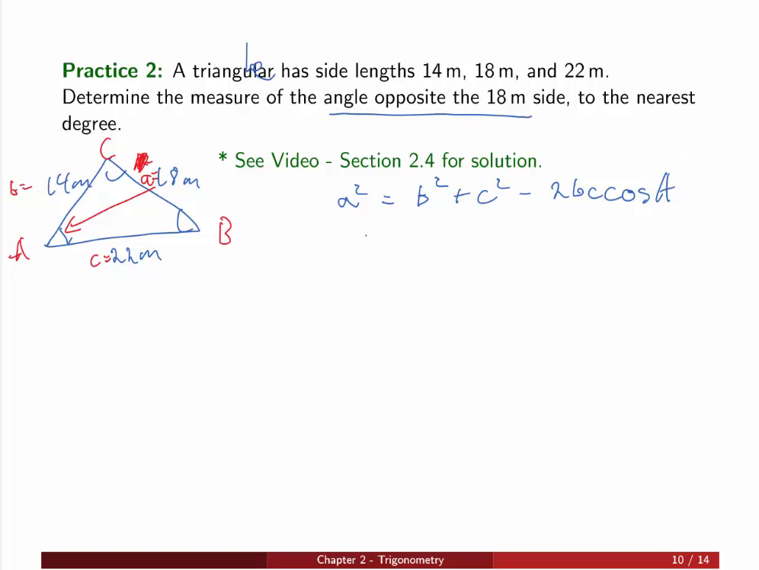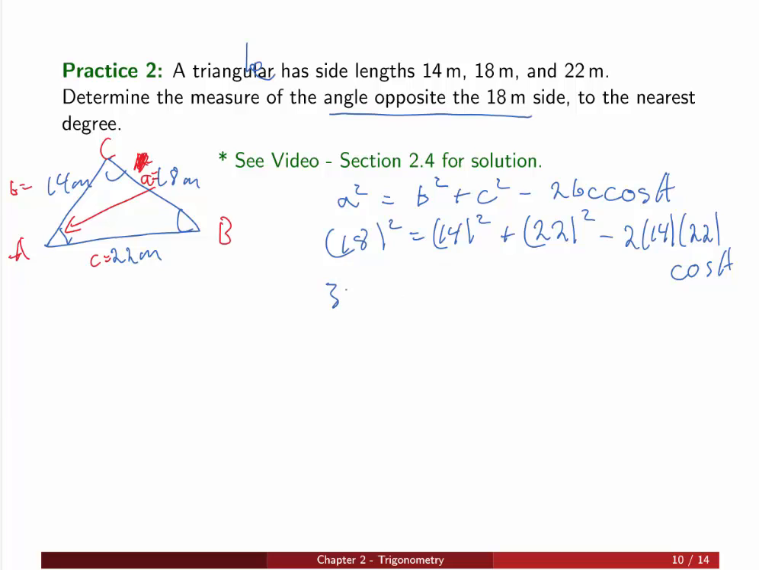I would just plug everything in. A is 18, so it's going to be 18 squared. B is 14, so 14 squared. C is 22, minus 2 times B, and B is 14. C, of course, is 22. Didn't learn from last time. Let's put this underneath cosine of A. So we should be able to simplify now and solve.